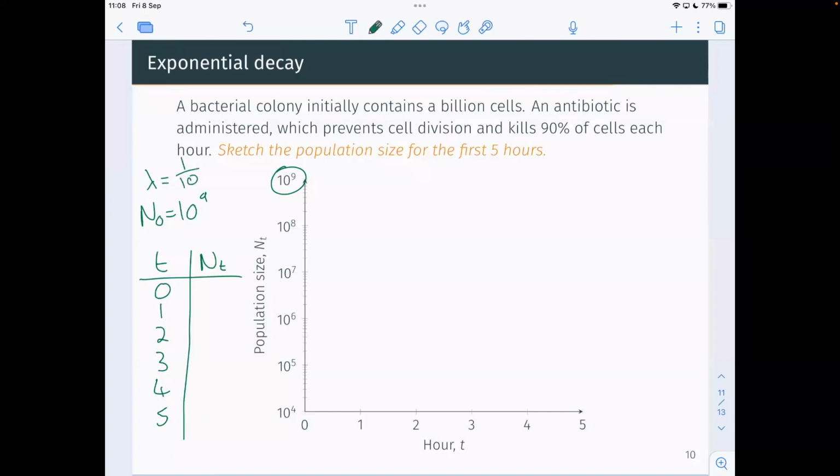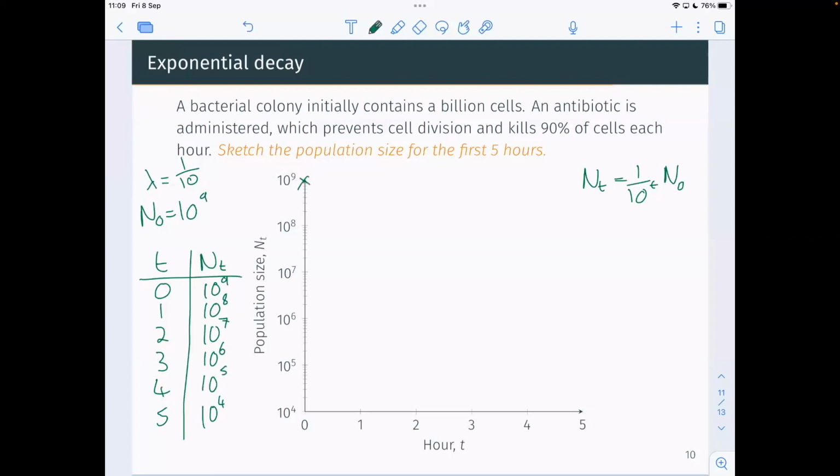1 over 10. So n_t is going to be 1 over 10 to the power of t. That's my n0. So we started with 10 to the 9 individuals, 10 to the 9 cells. What do we have at time 1? Time 2? Okay. Pretty simple. 10 to the 6, 10 to the 5, 10 to the 4. Okay, so what happens then when we sketch this?